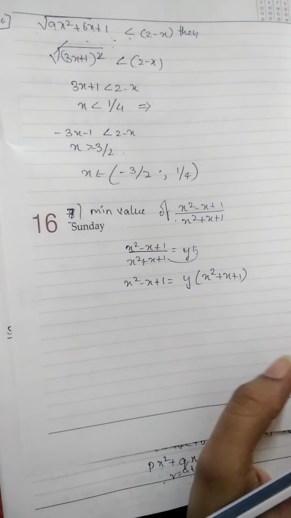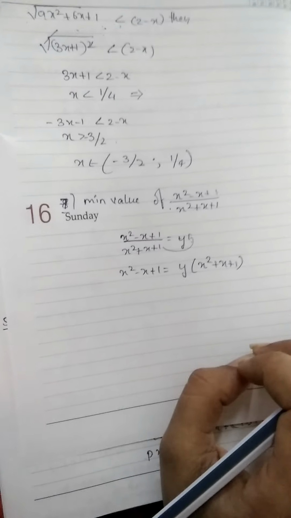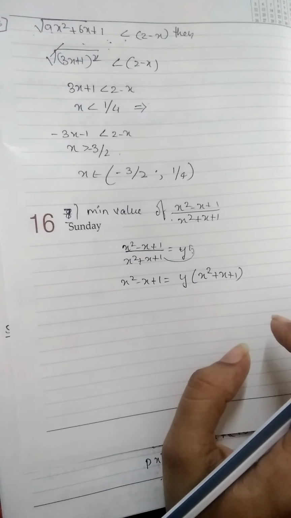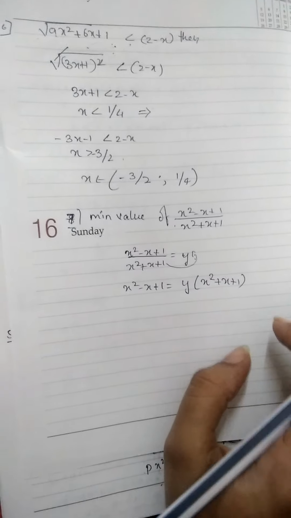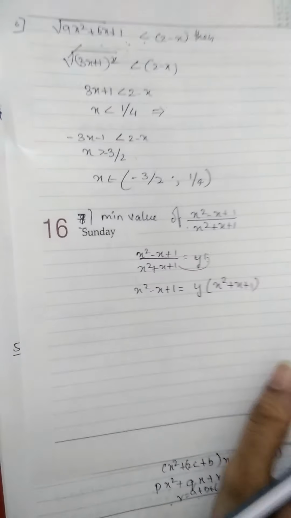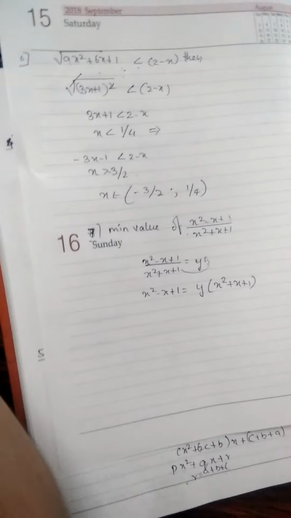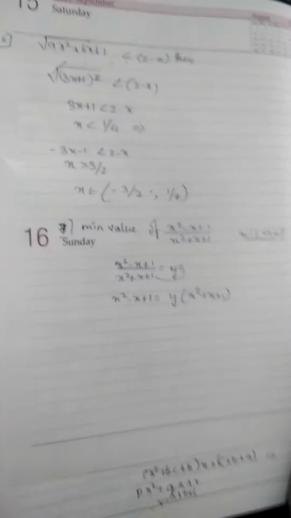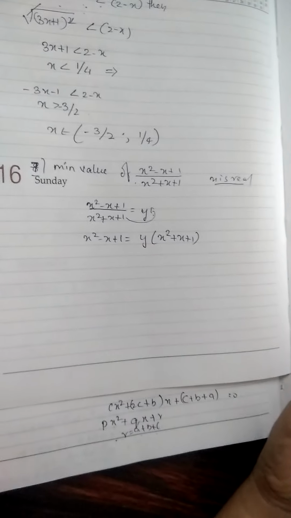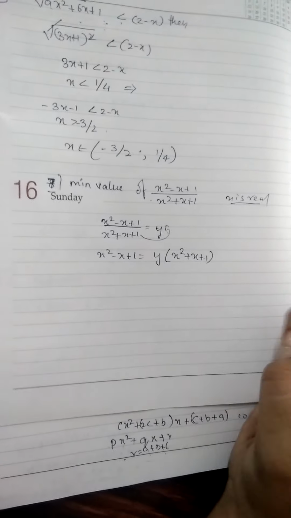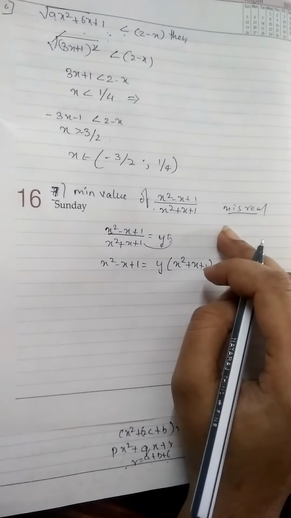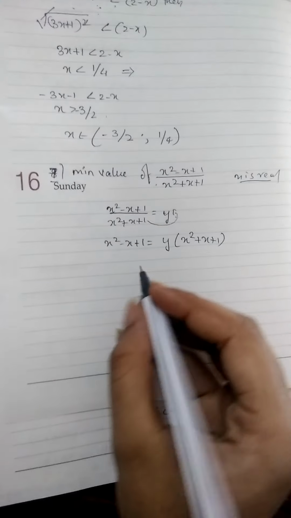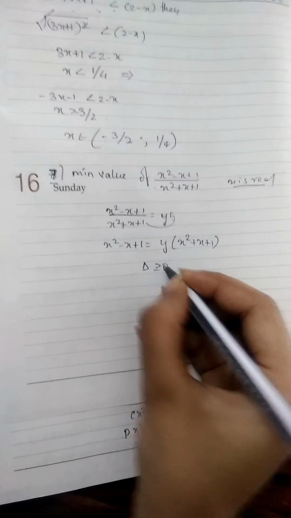When x is real, then b square minus 4ac should be greater than or equal to 0. They have actually given that x is real. They may give x is imaginary; if x is imaginary, then it should not be equal to 0. If x is real and distinct, then it should be less than 0. So here they will be giving cases, but here they have given x is real. So we need to take delta greater than or equal to 0.